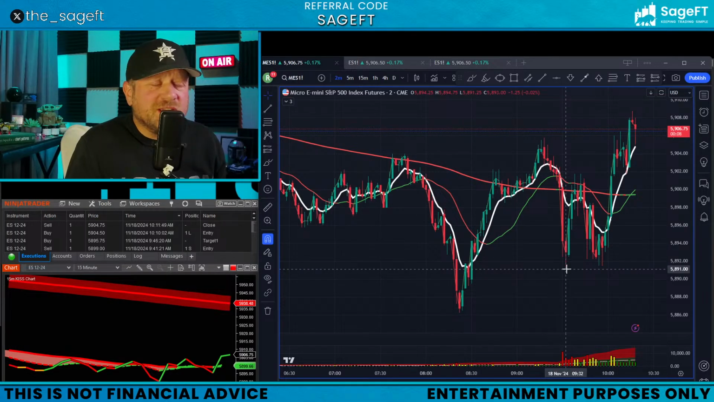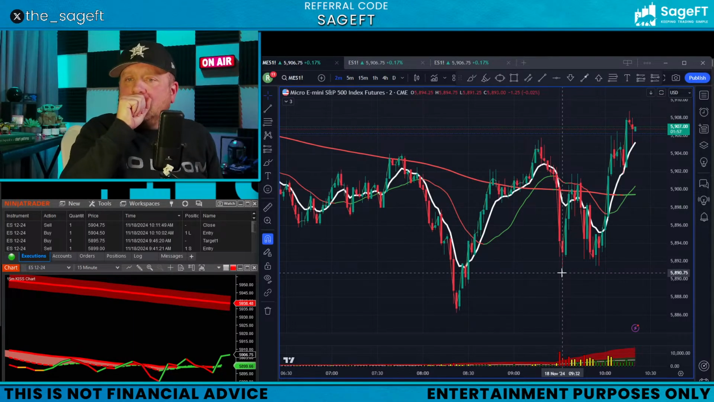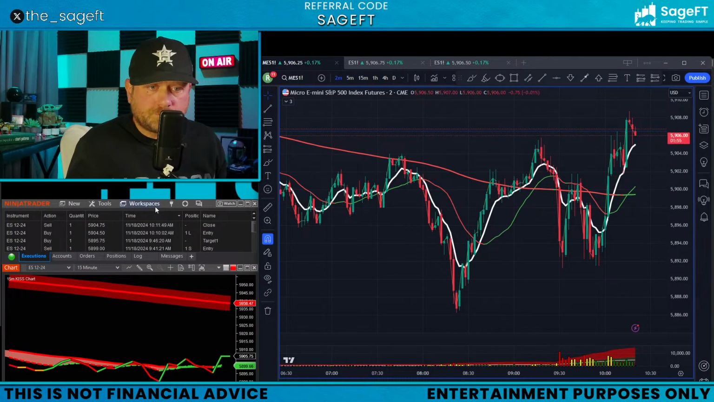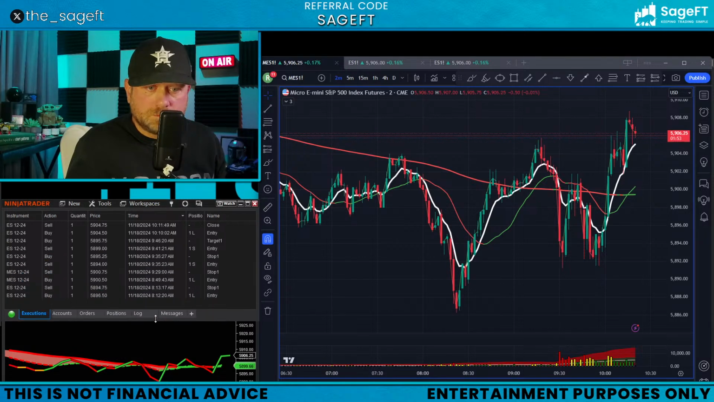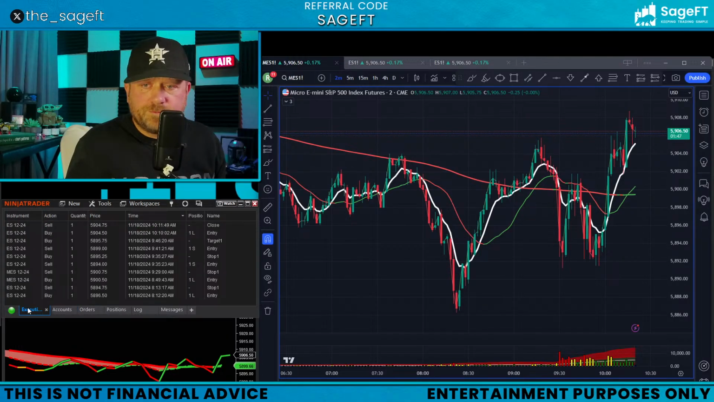I still don't see how that contract got stopped out. It doesn't even go that low. Here's all the trades for today. I'm just slightly green. Slightly green, because of some weird erroneous order here. Oh, I see what it did.